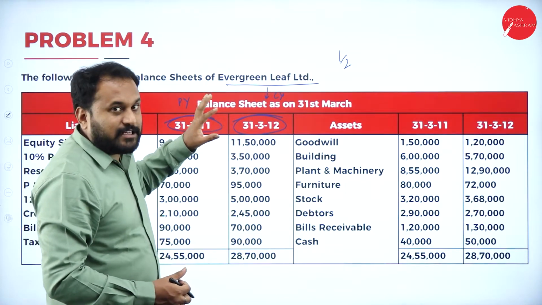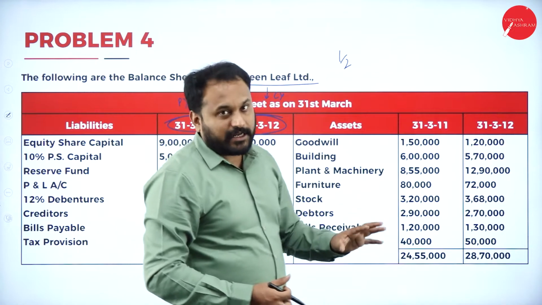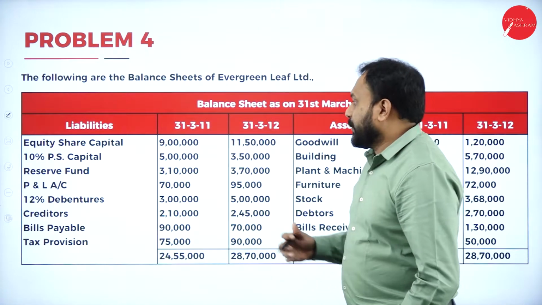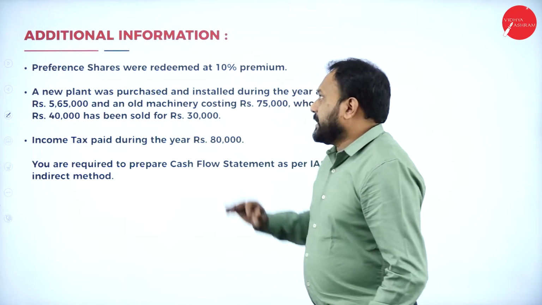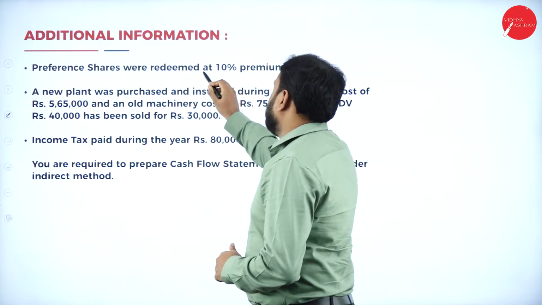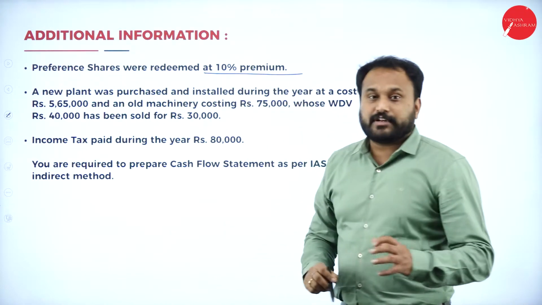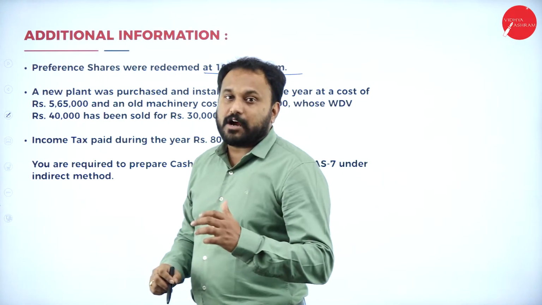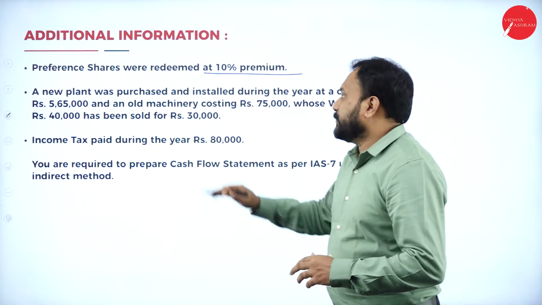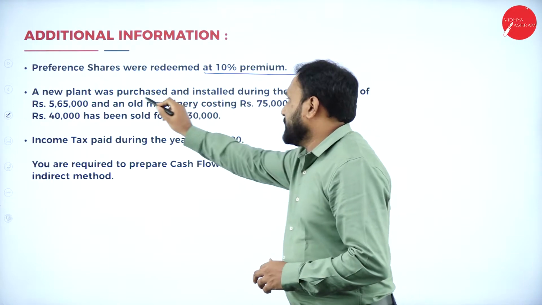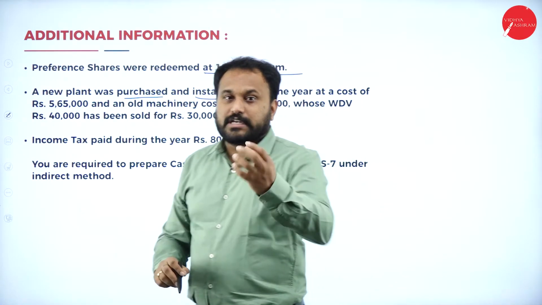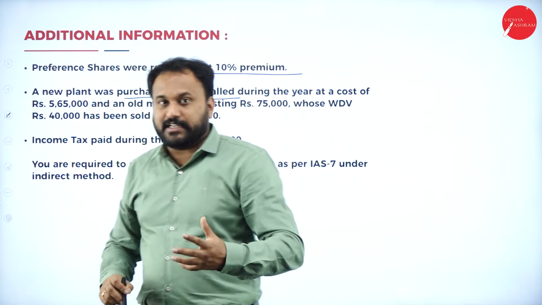Now they have given us the balance sheet where liabilities and assets are there. What we are supposed to do is check what the question is. The question says, additional information: preference shares were redeemed at 10% premium. So preference shares are being redeemed at what percent? 10%. Next, a new plant was purchased and installed. That means money goes out that we have invested in it, right?